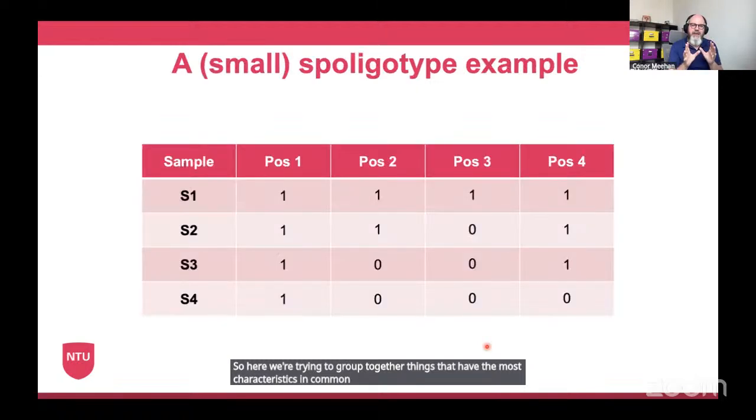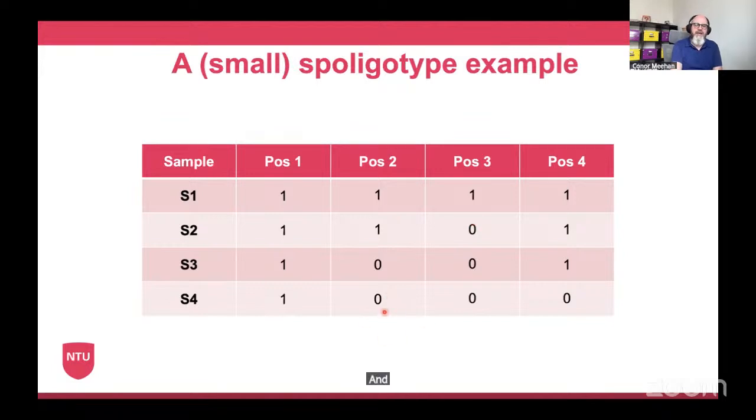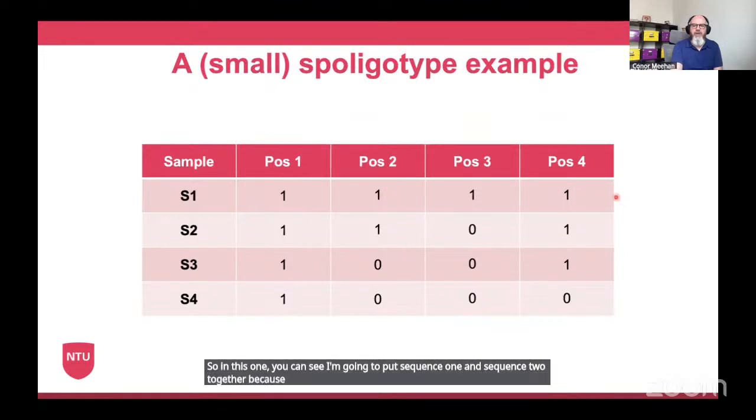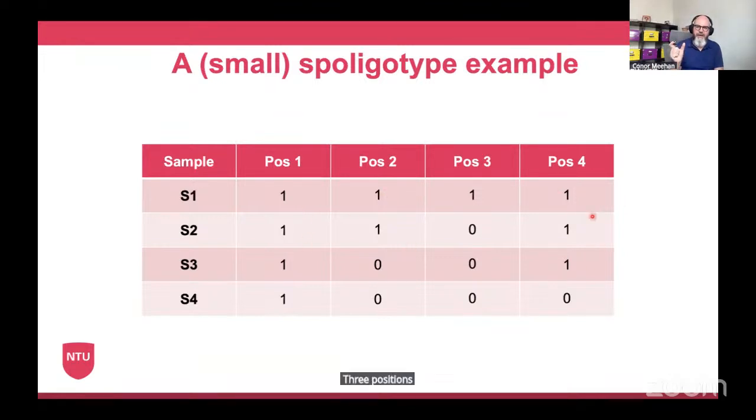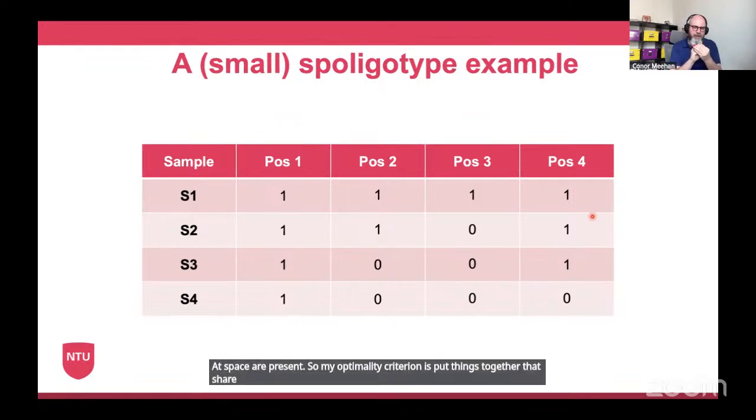So here's an example from a small oligotype. For oligotype at positions 1, 2, 3, and 4, each spacer is either present with a 1 or absent with a 0. And we want to put together the ones that have the most present together. So in this one, you can see I'm going to put sequence 1 and sequence 2 together because they share 1, 2, 3 positions where they both have a spacer present. So my optimality criterion is put things together that share the most in common.